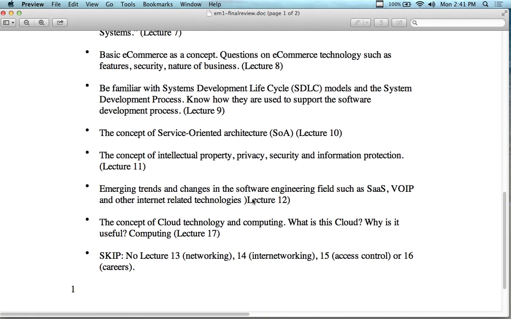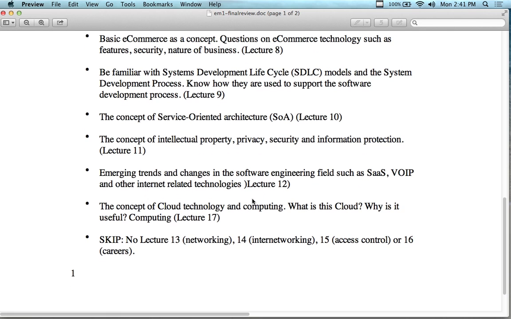But it's kind of an optional thing. I'm not really going to cover it. And then covering cloud computing momentarily. So that's what's coming up.